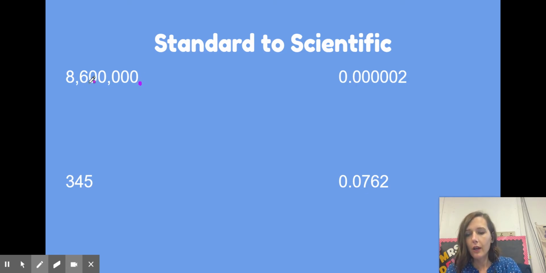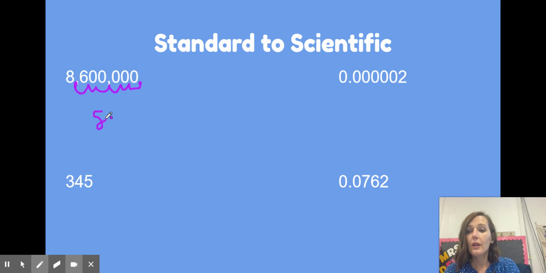So it can't be after 86. It can't be after 860. It can't be 0.8. It has to be right after the 8. And then from there, you want to count how many times you had to move that decimal over. 1, 2, 3, 4, 5, 6.